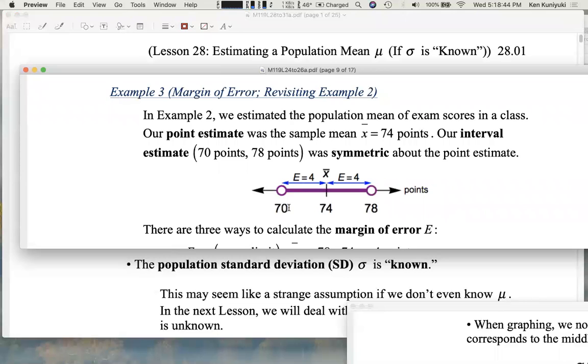And then Igor might say, Master, I am getting a confidence interval between 70 points and 78 points with 95% confidence. So this is a 95% confidence interval. So how do we actually construct something like this based on sample statistics?